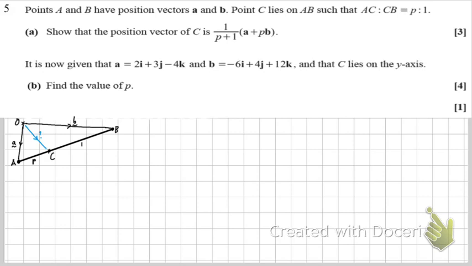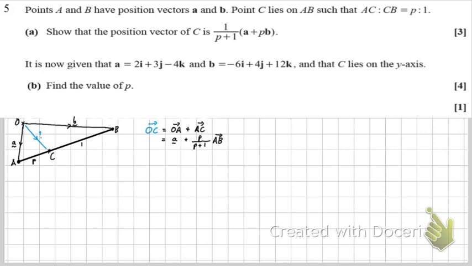Well, how do you get from O to C? We can't go directly there because we don't know what this vector is. So we need a different route. We can either go via A or we can go via B. I chose to go via A. So we need to do O to A plus A to C. Well, we know O to A is just little a.